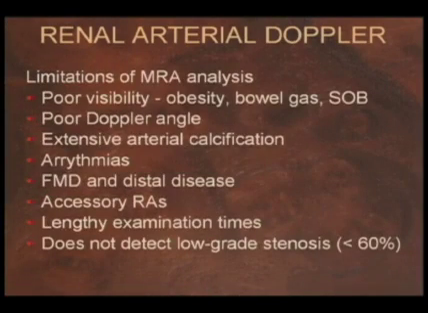Now, there are limitations in renal arterial Doppler, and these include poor visibility of the artery secondary to a variety of causes, but most frequently obesity, bowel gas, and shortness of breath. Sometimes the Doppler angle is very limited, and you can't measure velocities at a Doppler angle greater than 60 degrees. Extensive arterial calcification can cause enough shadowing that you just can't evaluate certain segments of the renal artery.